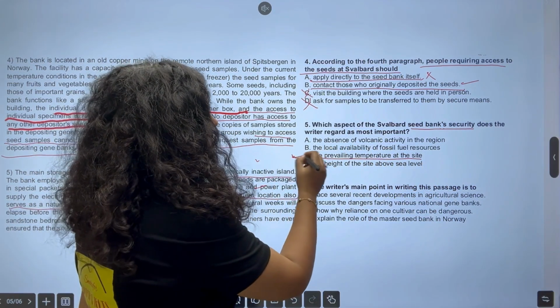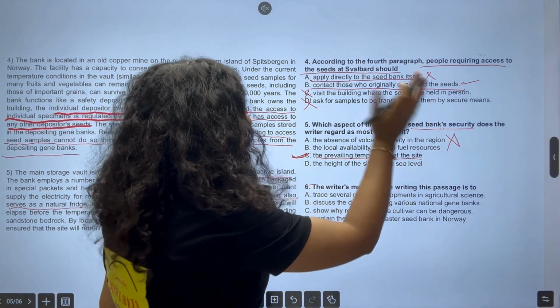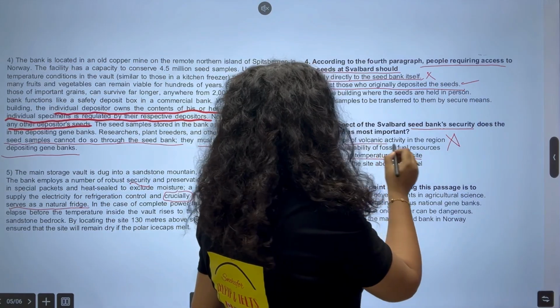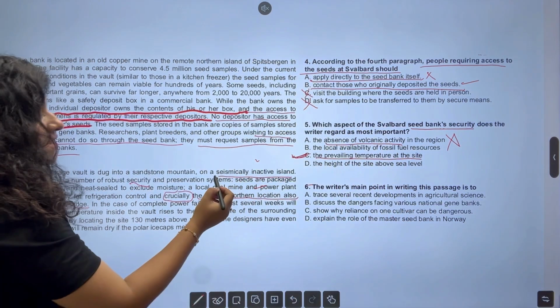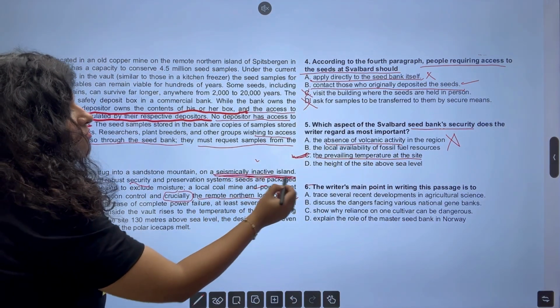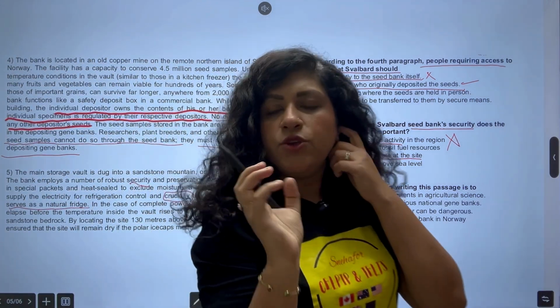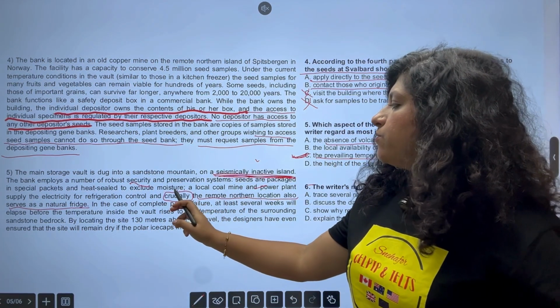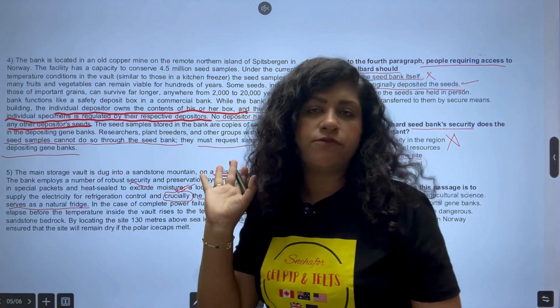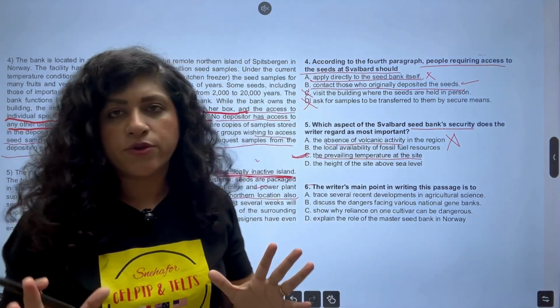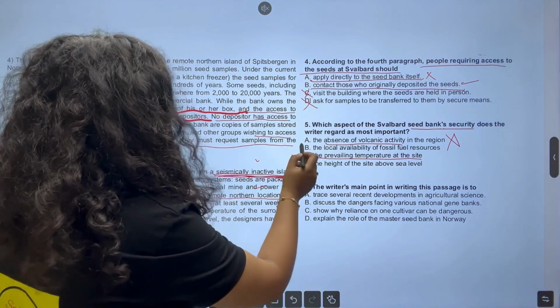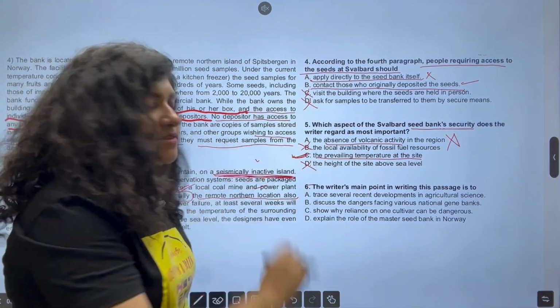The most important aspect is this, not volcanic activity. It is actually the absence of volcanic activity. Yes, but this is not the most important aspect according to the author. He has used the word "crucially" to define that one particular feature that is the most important according to him, right? So these cannot be my answers.